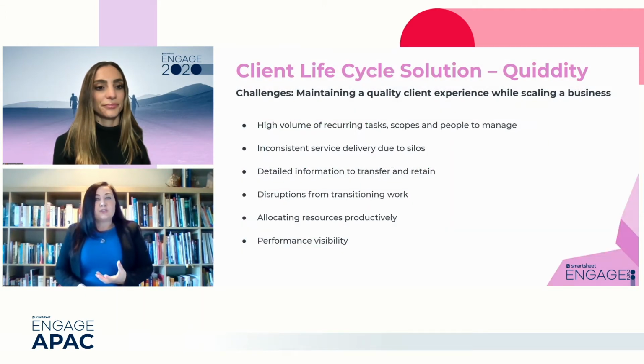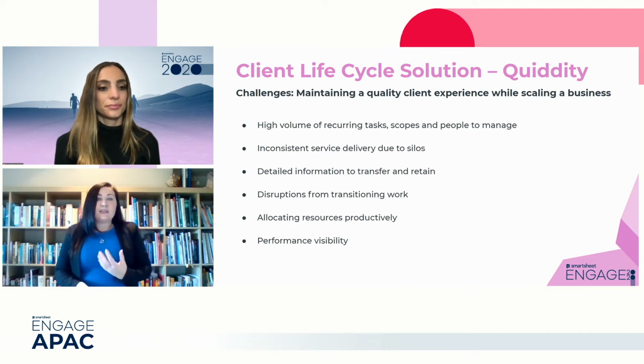We needed this solution because of the challenges we faced maintaining quality while we scaled. Our industry involves managing a high volume of recurring tasks, scopes, and people, and this can lead to inconsistencies in service and the creation of silos, particularly between different delivery teams. There's a lot of information to transfer between departments and clients, and there are many work transitions to coordinate. As people inevitably move on, there's always that risk of knowledge being lost. Managing capacity was a bit of a sink or swim best guess approach, and making sure that work was completed well and profitably was another challenge.